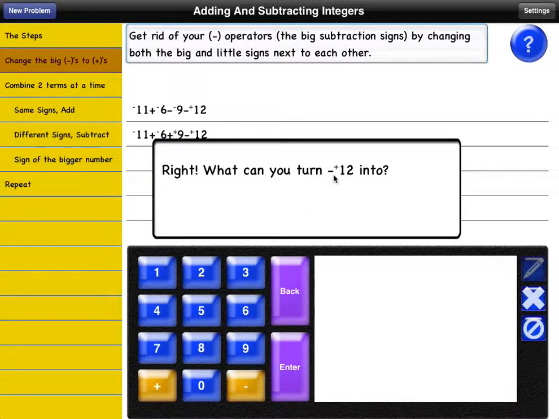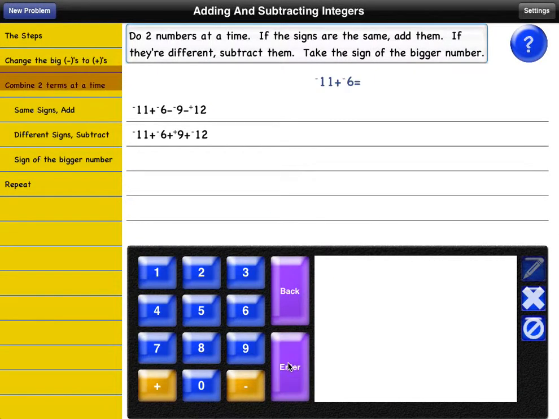Again, same thing here. I have minus positive 12, so I can change it to plus negative 12. And again, all I'm doing is changing the minus plus into plus minus. I'm going to hit enter. Once I take care of all that, it tells me the next step. All I want to do is just work two numbers at a time. If the signs are the same, I'm going to add those numbers. If the signs are different, I'm going to subtract them. Last thing I want to do is whatever the bigger number is, I'm going to use that sign.